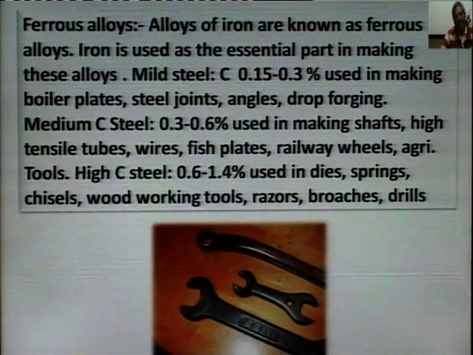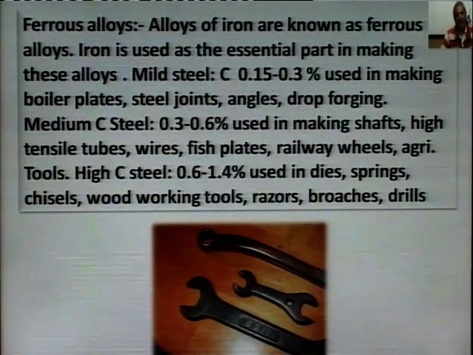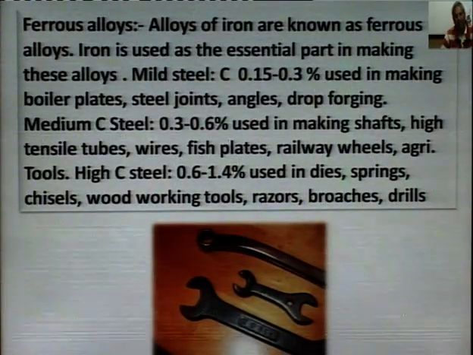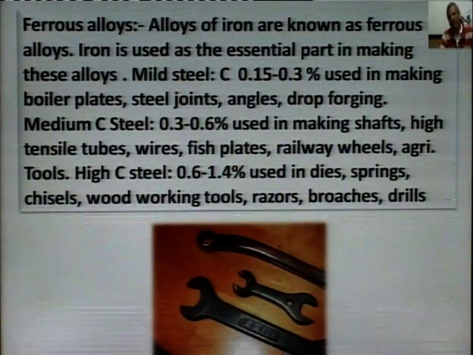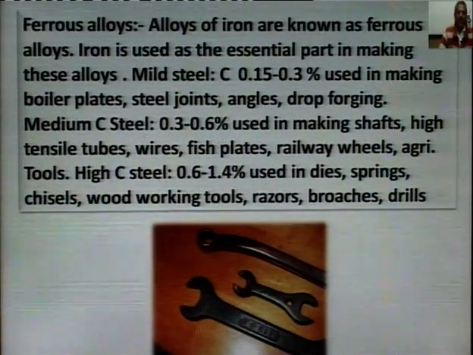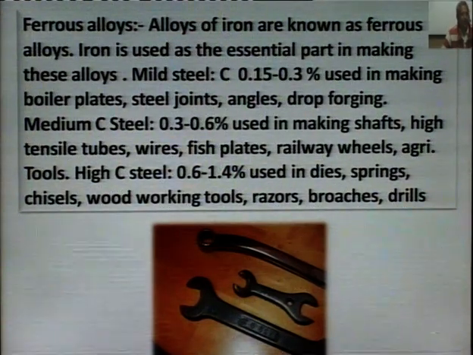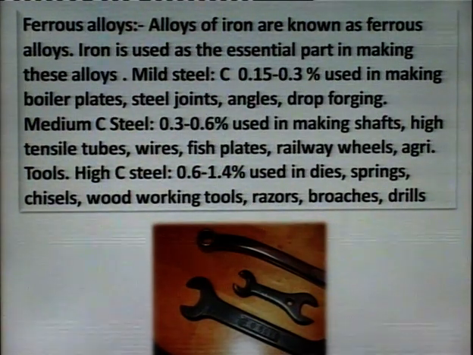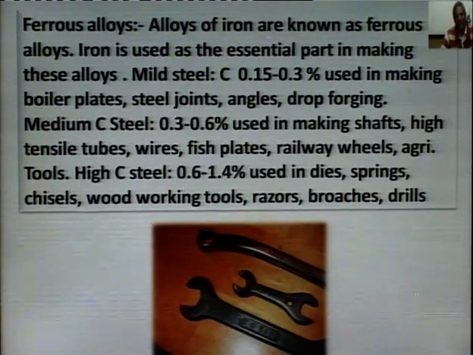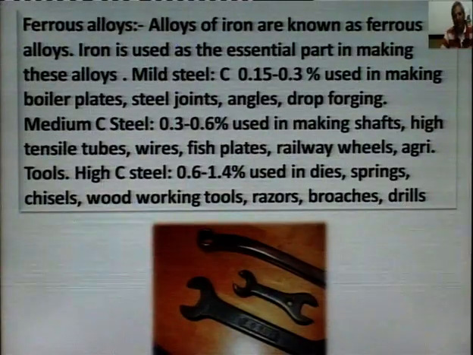Medium carbon steel. In medium carbon steel, the constituent of carbon is 0.3 to 0.6%. The medium carbon steel is used in making shafts, high tensile tubes, wires, fish plates, railway wheels, agriculture tools.